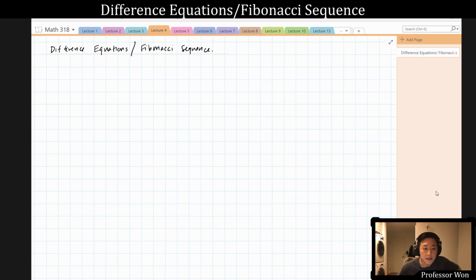Today we're going to talk about difference equations and the Fibonacci sequence as an application for how the ideas of diagonalization and eigenvalues can be very useful in a place where it might not seem obvious that they should be very useful. Okay? So we're going to define the Fibonacci sequence, maybe the most famous sequence of numbers of all time. So let's define the Fibonacci sequence recursively.